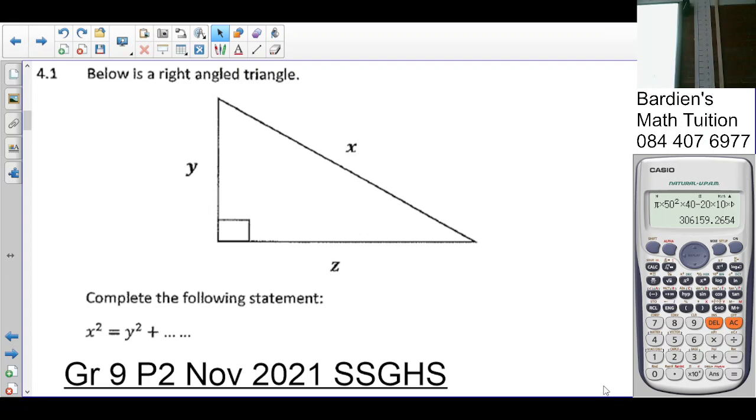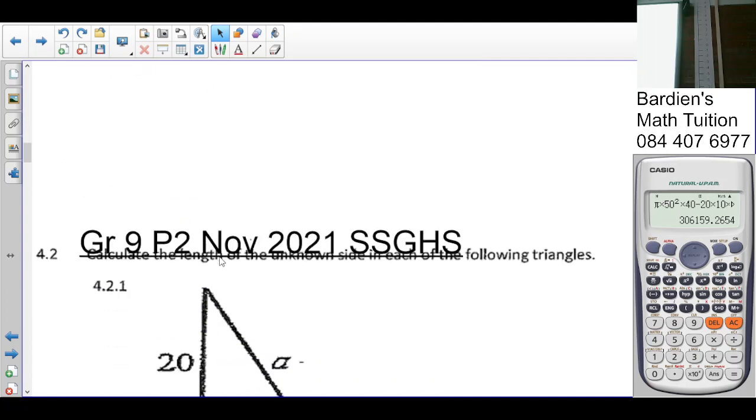People, we are told in question 4.1, below is a right angle triangle. You think of a right angle, what comes to mind? Right. Complete the following statement: x squared is equal to y squared plus z squared. Who can state the theorem of Pythagoras in words? In any right angle triangle, yes. Hypotenuse squared equals the sum of the other two sides squared. Yes, Lisa, can you? Give Lisa a round of applause. In any right angle triangle, that means it's 90 degrees. If it's not a right angle triangle, can I apply the theorem of Pythagoras? No. Okay.